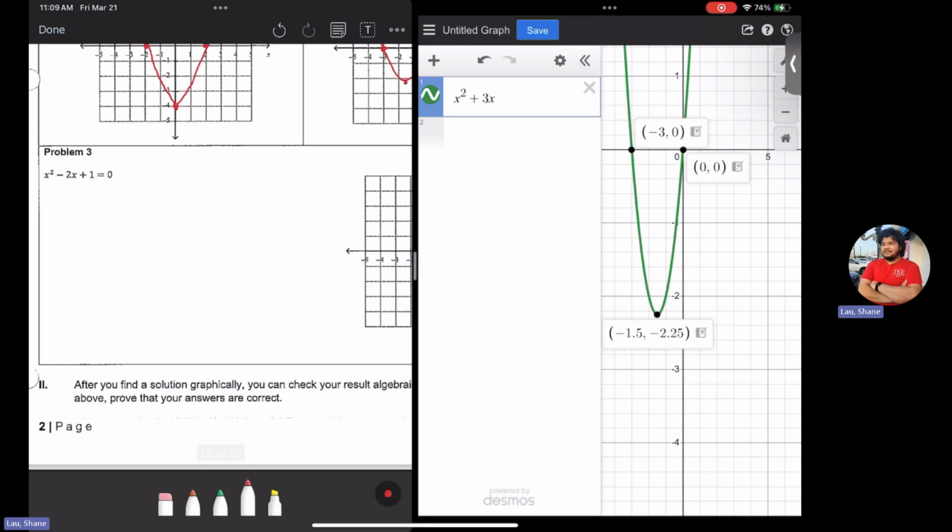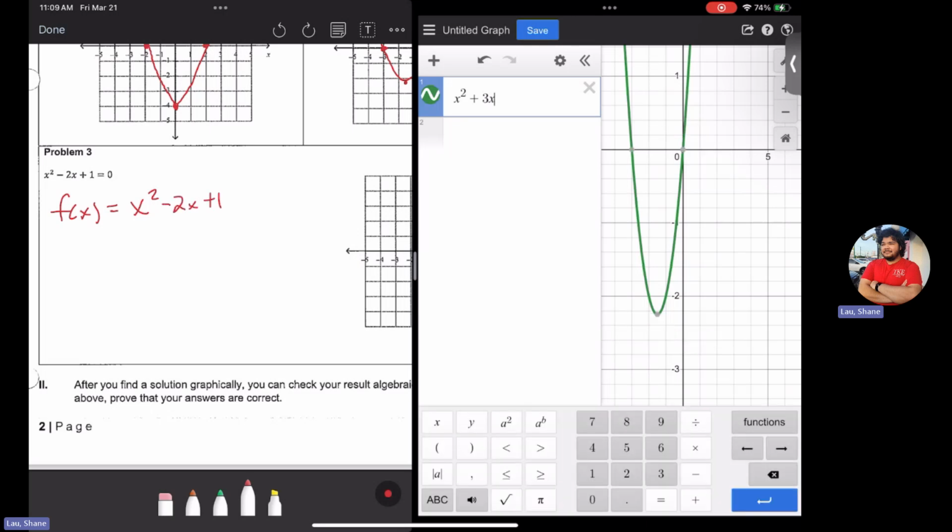Now with problem 3, however, this is where it changes a little bit. Okay, notice how in the previous problems we only had 2 terms, now we have 3 terms. So we need to figure out how to deal with this one. Well, same exact approach. I'm going to change this to a function. I get x squared minus 2x plus 1. I can go ahead and graph that in my Desmos.